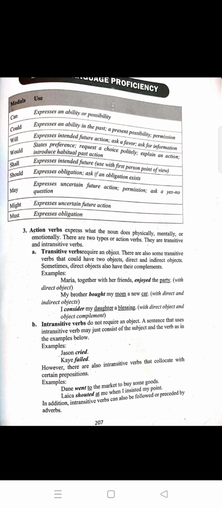And the third type of verbs, we call them action verbs. And under action verbs, we have two types, the transitive and the intransitive verb. Always remember this: transitive verbs require an object. Intransitive verbs do not require an object. So, say for example, transitive verb muna tayo. So, Maria, together with her friends, enjoyed the party. So, you need to place there the party because the verb enjoyed is a transitive verb. Kailangang meron siyang object.